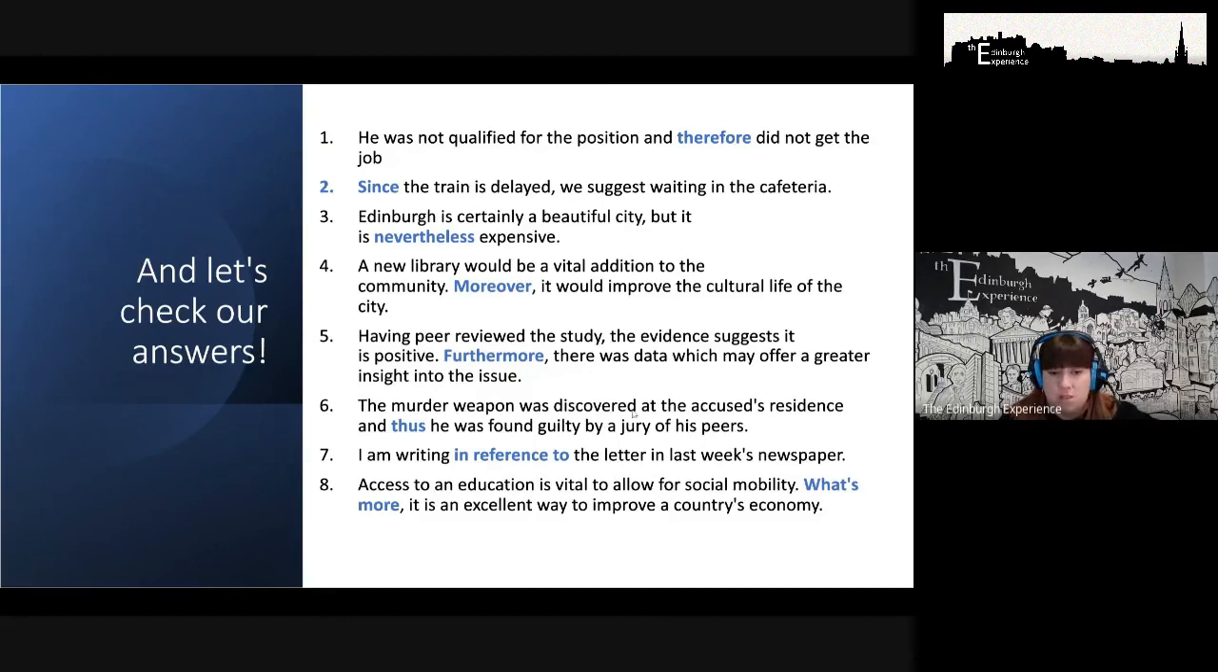The murder weapon was discovered at the accused's residence and thus he was found guilty by a jury of his peers. I'm writing in reference to the letter in last week's newspaper. And finally, access to an education is vital to allow for social mobility. What's more, it's an excellent way to improve a country's economy, or of course, moreover, or furthermore again.